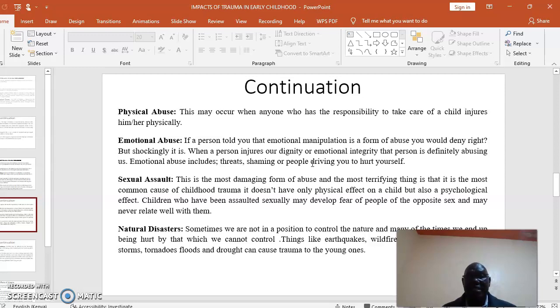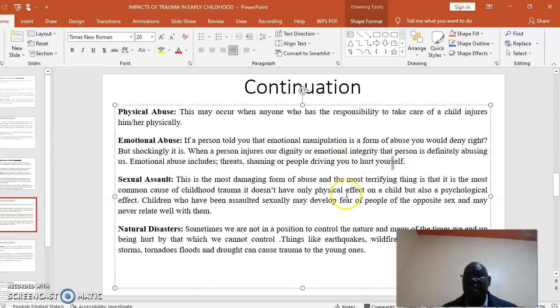When a person injures our dignity or emotional integrity, that person is definitely abusing us. Emotional abuse in this case includes threats, shaming the person, or people driving you to hurt yourself. Another cause is sexual assault.